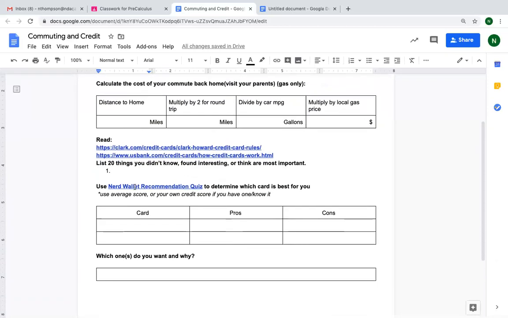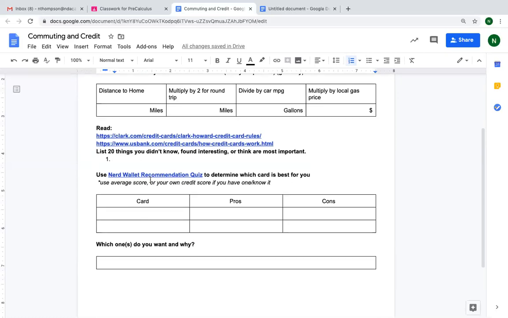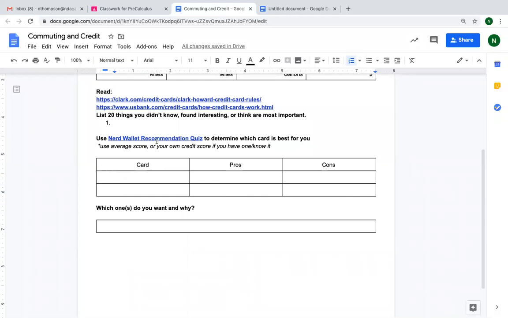Okay, so then after that, there are 2 links here about credit cards. One is about how credit cards work, and another one is about rules and advice for credit cards. And once you've read both of the articles, and I really do mean read both of the articles, neither one of them are very long, I want you to list 20 things you didn't know that you found interesting or think are most important about credit cards. All right. Any questions there? No. Okay. And then the last step is using the NerdWallet recommendation quiz to determine which credit card is best for you.